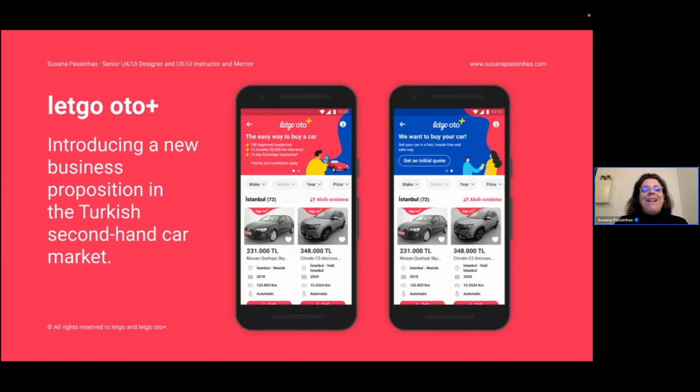So what is this about? Introducing a new business proposition in the Turkish second-hand car market. There was an opportunity to launch a new business in the Turkish car market, and we did an MVP so that we can validate this new business proposition, this new business model.